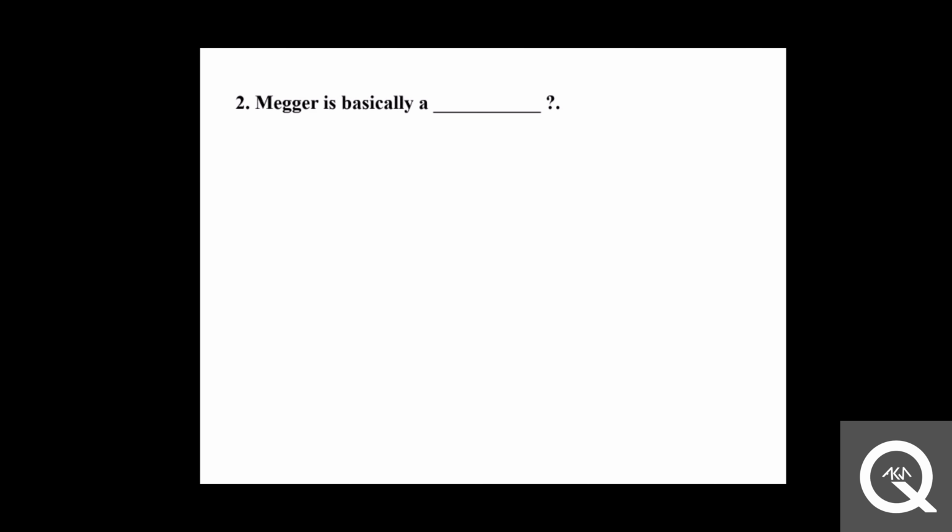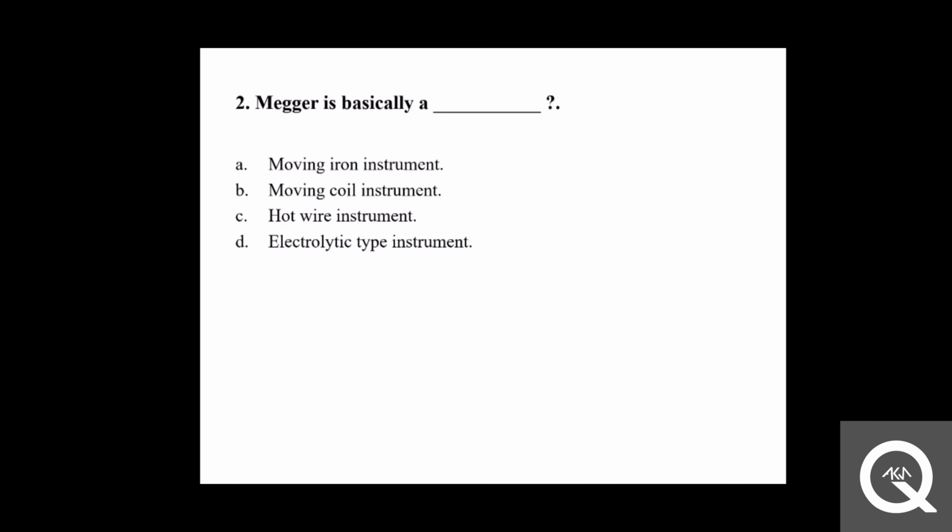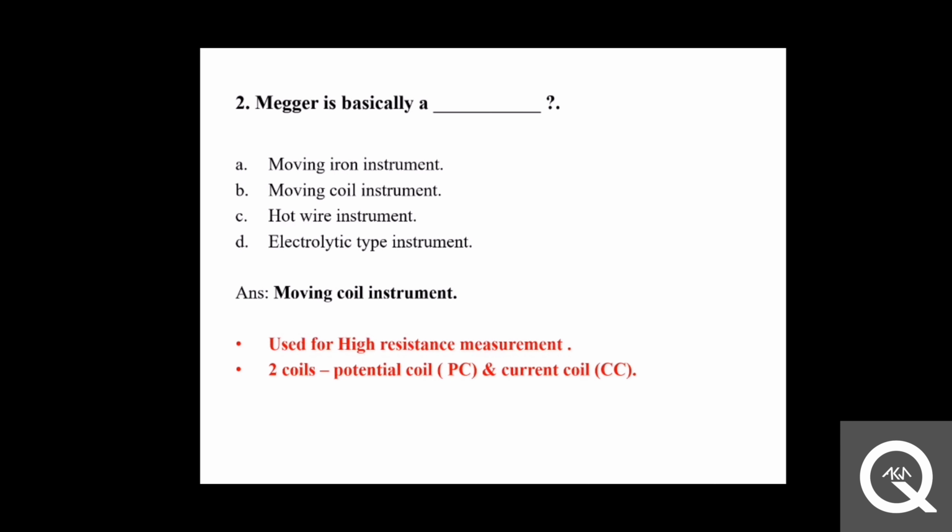Next question. Megger is basically a. Options are moving iron instrument, moving coil instrument, hot wire instrument, electrolytic type instrument. The answer is moving coil instrument. Megger is used for high resistance measurement. Operation is based on these two coils, potential coil and current coil. They are moving and these coils are connected such that their corresponding torque act in opposite direction.